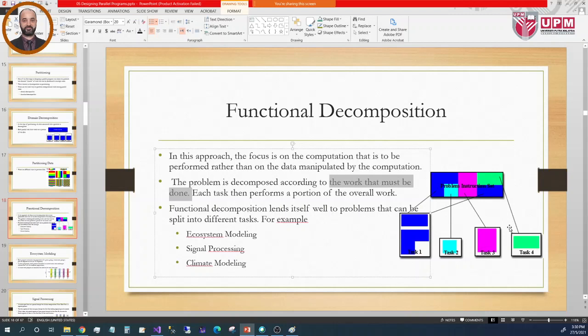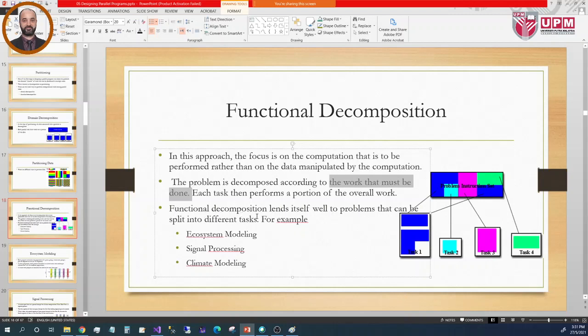Okay? So the separation here is not done based on the domain, so we don't decompose the staff into two groups like academic and non-academic here. We just calculate the tax for each staff in one task. And we also calculate the allowances for each staff in task 2. Okay? And the main program will aggregate all of the results from the different tasks and combine them together to calculate the salary of each staff in the database.